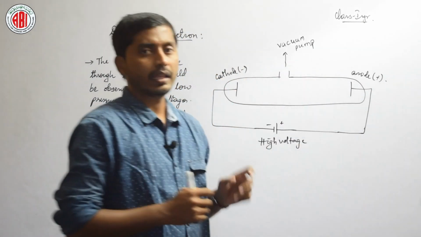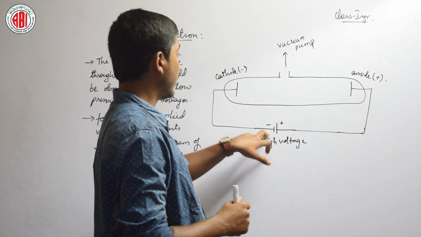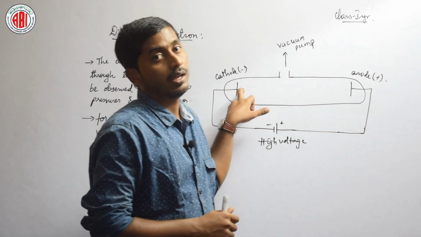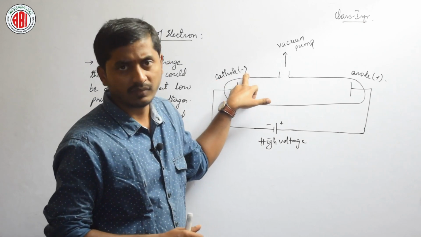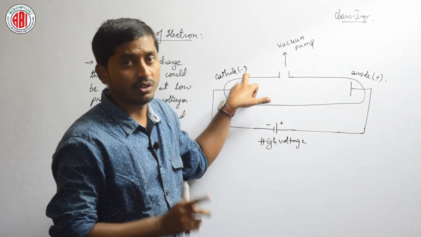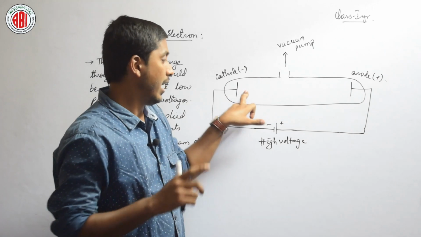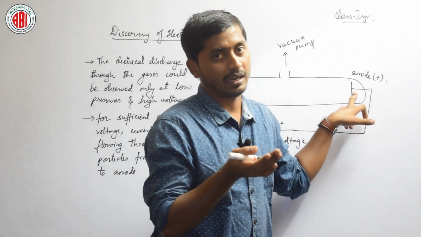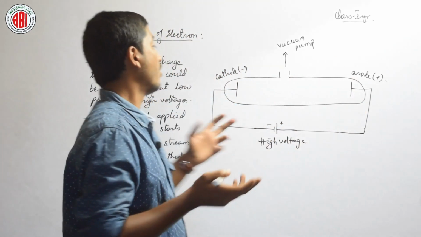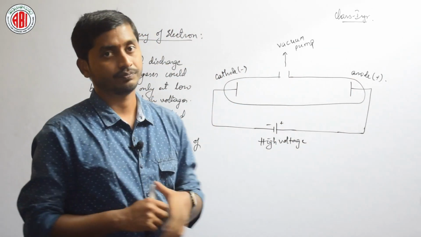See here, remember the negative electrode is connected to the first metal electrode, therefore it can be named the cathode. What is a cathode? A cathode is a negative electrode, and one more, positive electrode is connected to the opposite side metal electrode. Is it clear? Then what happens if we switch it on?